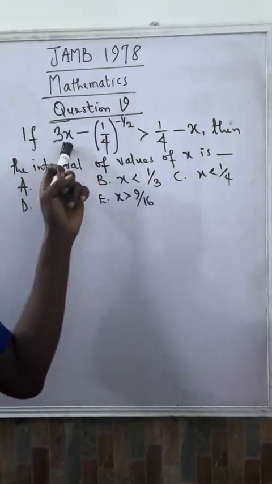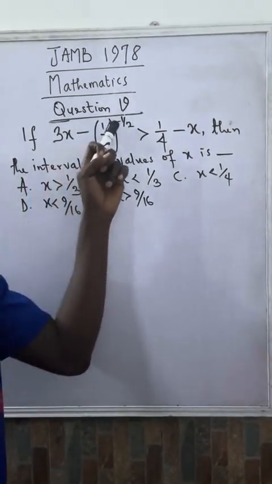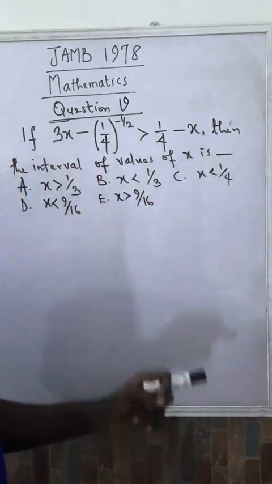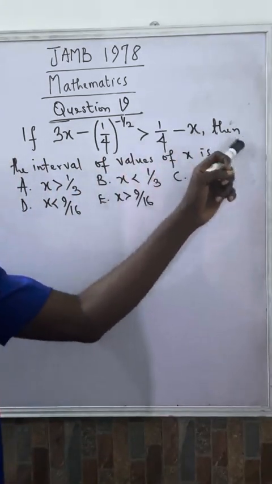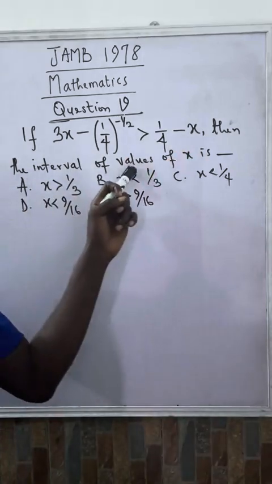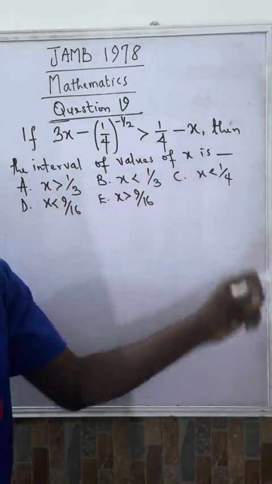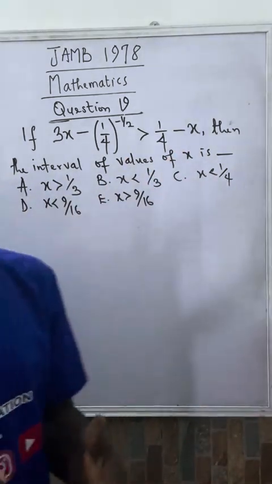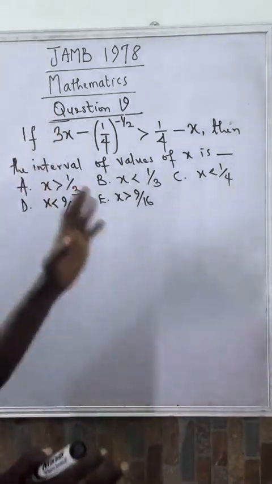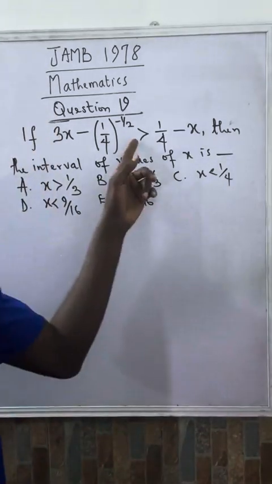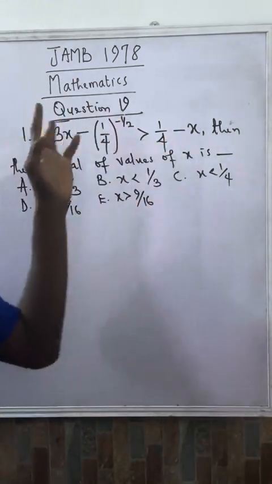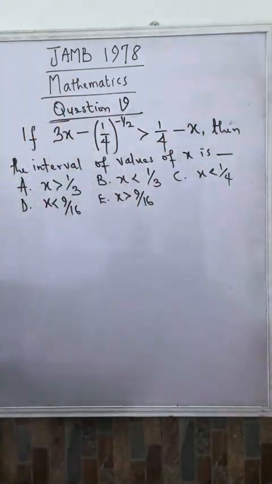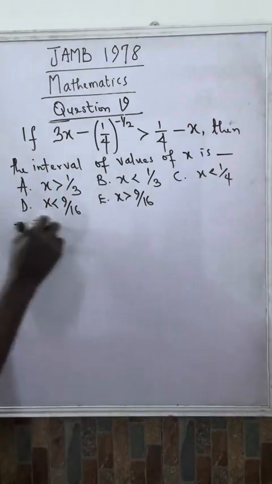If (3x minus 1 over 4) raised to the power of negative 1 over 2 is greater than 1 over 4 minus x, then the interval of values of x is dash. So this is an algebra question, and particularly it is on inequality. This is JAMB 1978 mathematics question 19. All right, let's break it down.